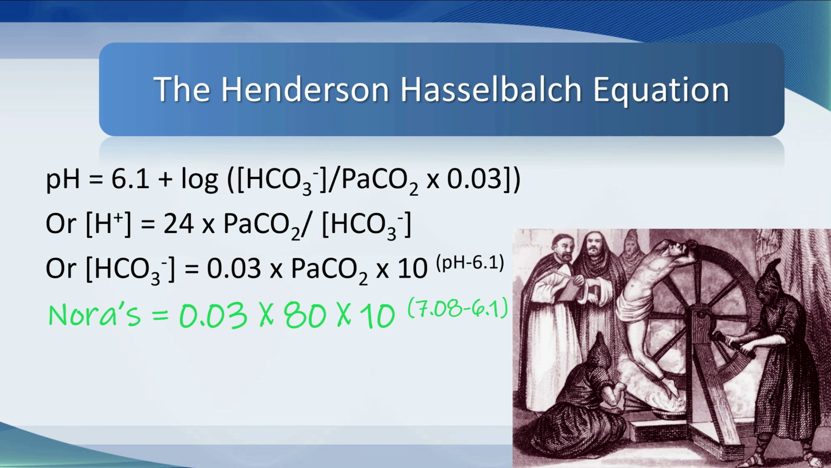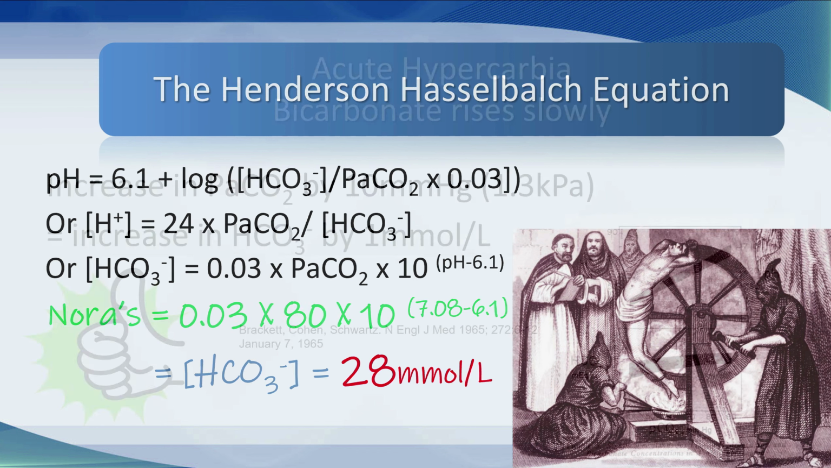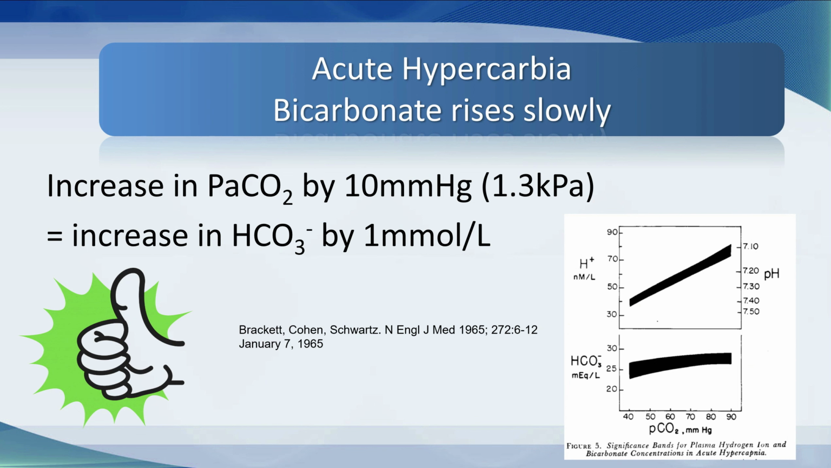And if you work this out, Nora's bicarbonate is 28 millimoles per liter. So the correct answer is 28 millimoles per liter. I am not going to ask you to do this on every patient that you're trying to figure this out on, because there's a really nice rule of thumb, and this is it.